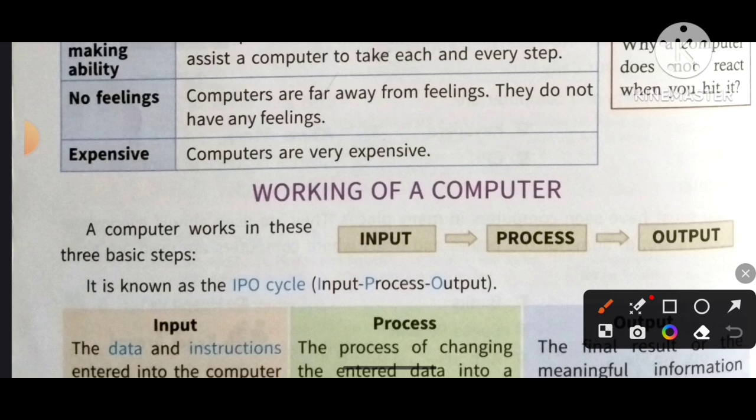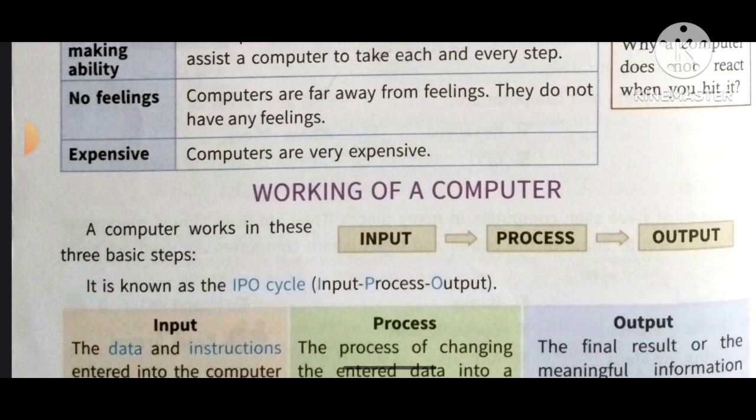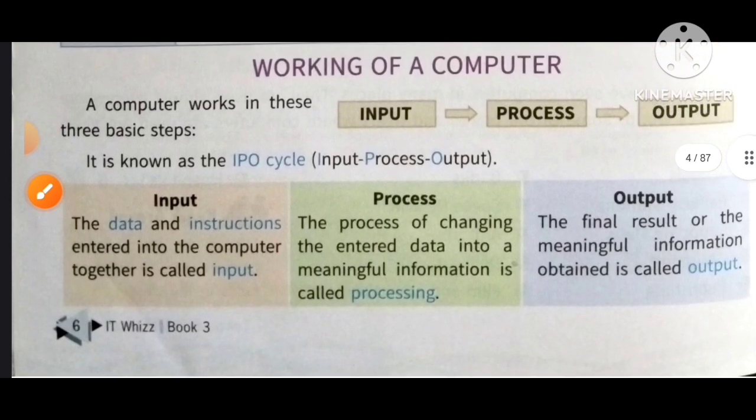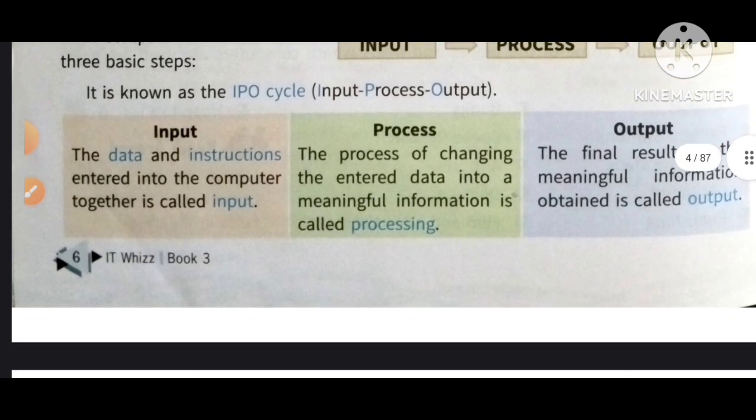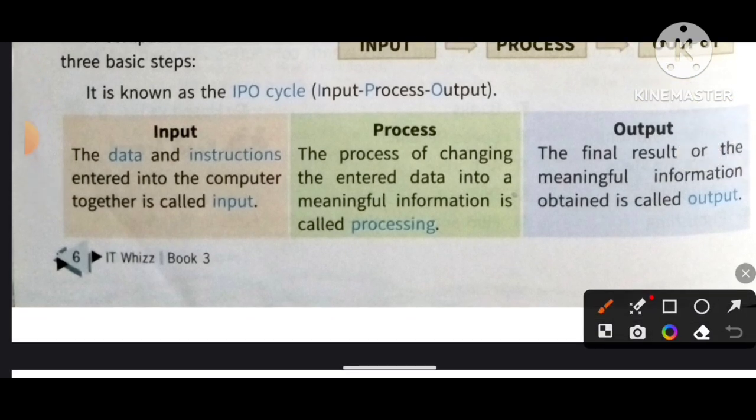This is known as the IPO cycle, the input process output cycle. So here, what is input? The data and instructions entered into the computer are called input. Whatever instruction we give to the computer is executed accordingly, so it is the input. Our input is our instruction, our message, our programming.